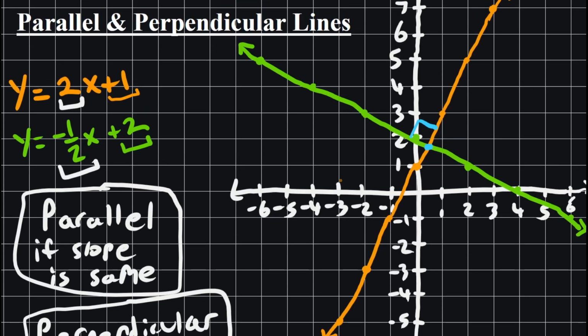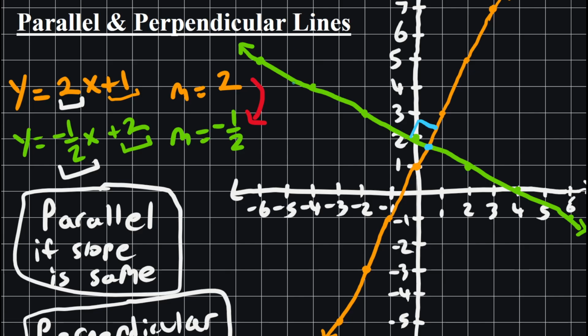Now, what exactly does that mean? Well, in this first one right here, the slope is 2. Our m is 2 in this case. And in the green equation, our slope is negative 1 over 2. So how do I get from 2 to negative 1 over 2? First, you take the reciprocal, and then you flip the sign.